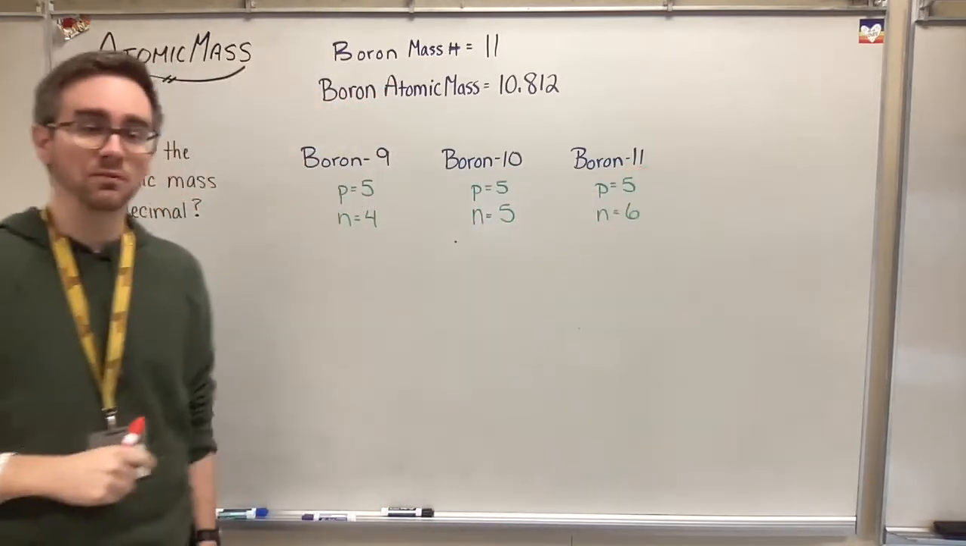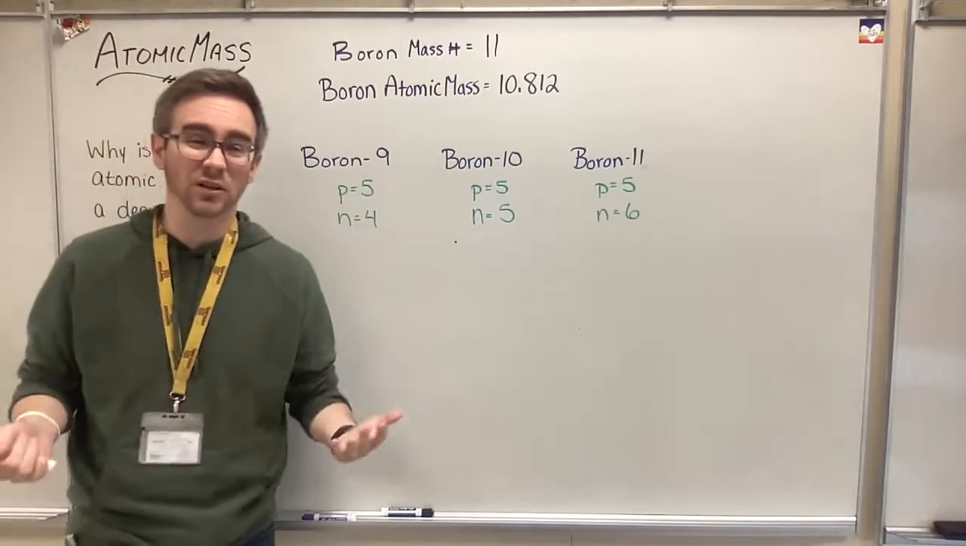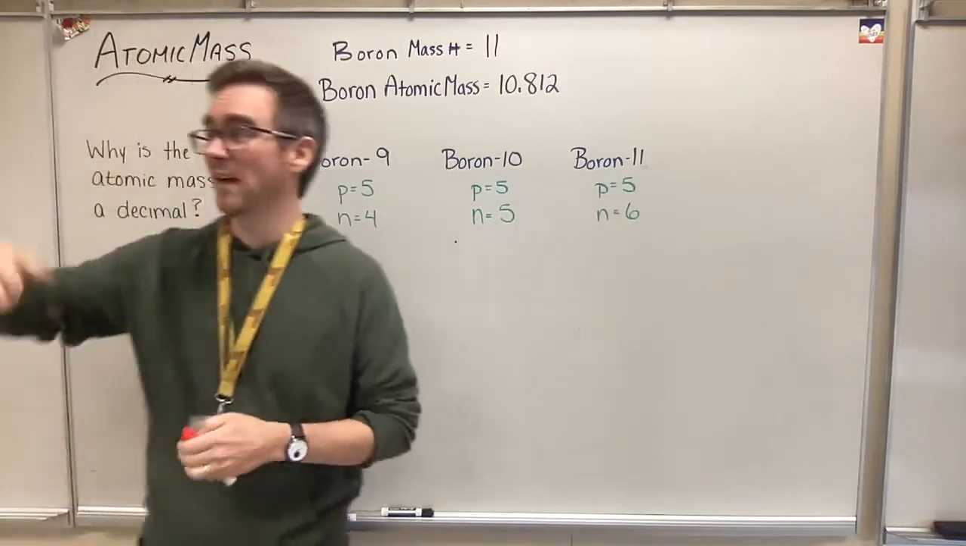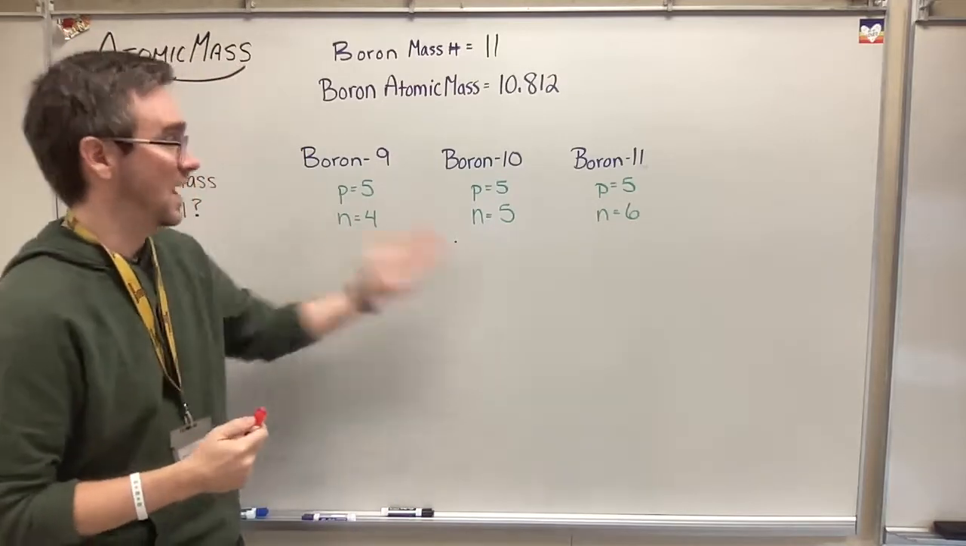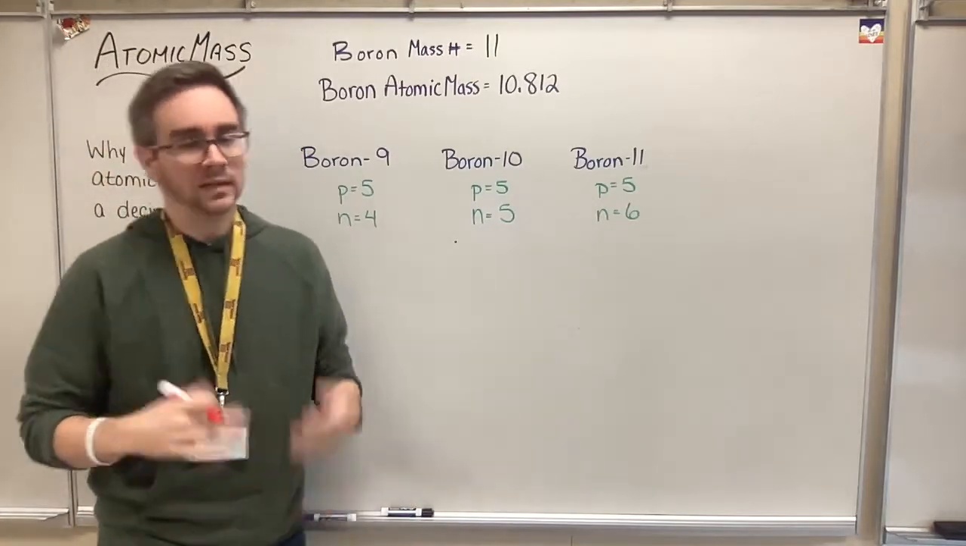Well, instinctively, people might say, since I can only put one number, and I don't want to put every version of boron on the periodic table, why don't I just put 10? Because it's right in the middle.